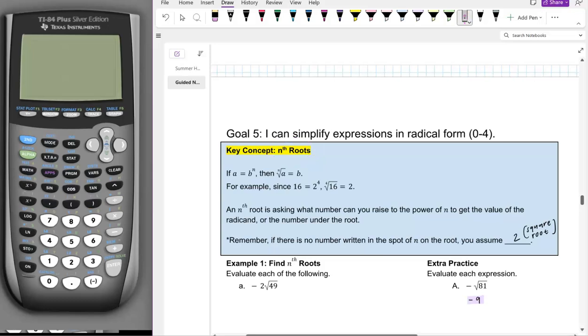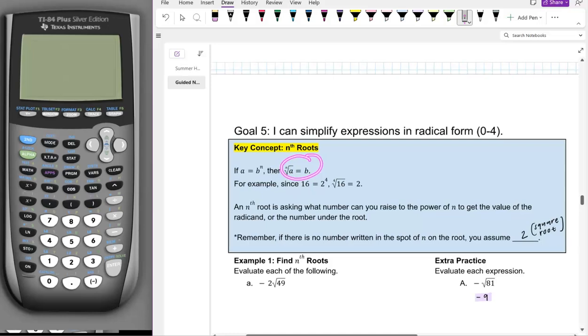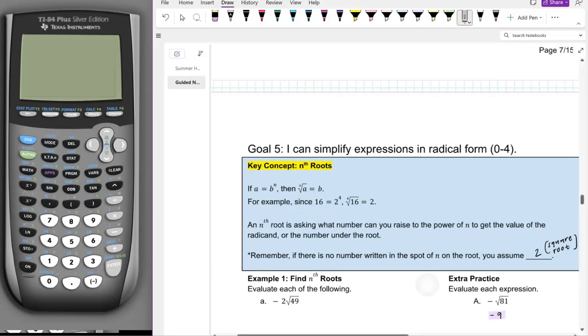Remember that if a equals b to the power of n, then that means that the nth root of a would be equal to b. For example, since 16 is equal to 2 to the power of 4, that means that the fourth root of 16 is 2. You can multiply 2 by itself 4 times and get 16.